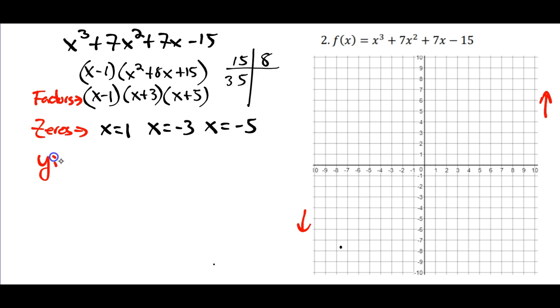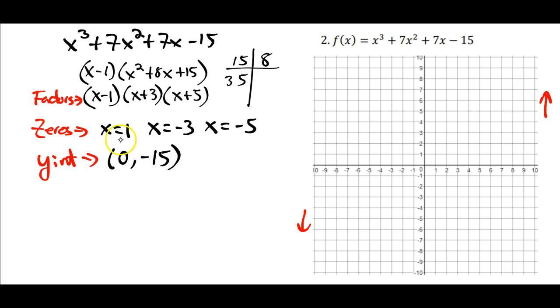Find your y-intercept. So your y-intercept is where it crosses the y-axis, so it's when x's value is 0. If I put 0 in here, this becomes 0. 7 times x squared becomes 0. 7 times x becomes 0, and I'm just left with negative 15. So when x is 0, y equals negative 15. That's going to be way down below here, so I'm not going to show anything crossing the y-axis on this graph right now.